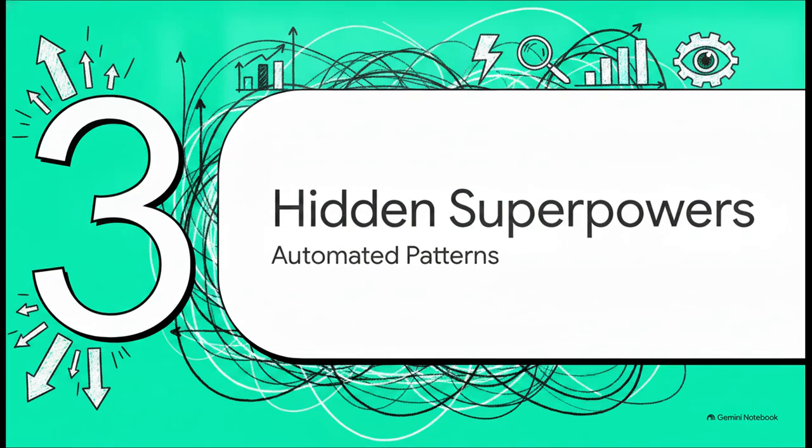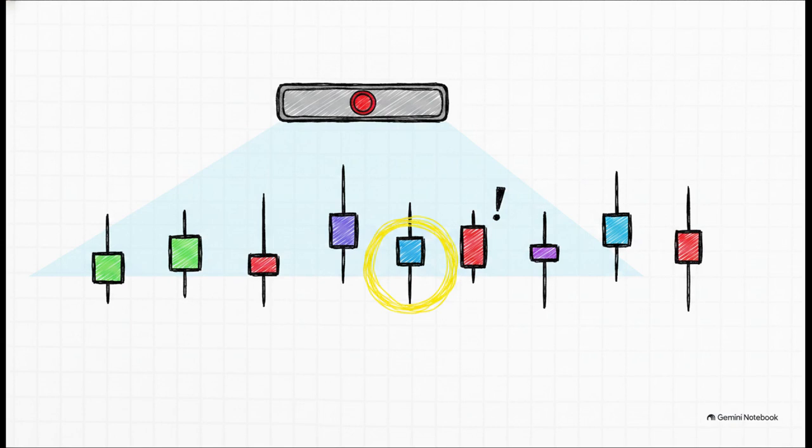Section 3. Hidden Superpowers. Automated Pattern Recognition. Here is where things get really cool. TA-Lib isn't just about the raw math. It can actually kind of look at shapes for you. It features dozens of automated functions for candlestick pattern recognition.